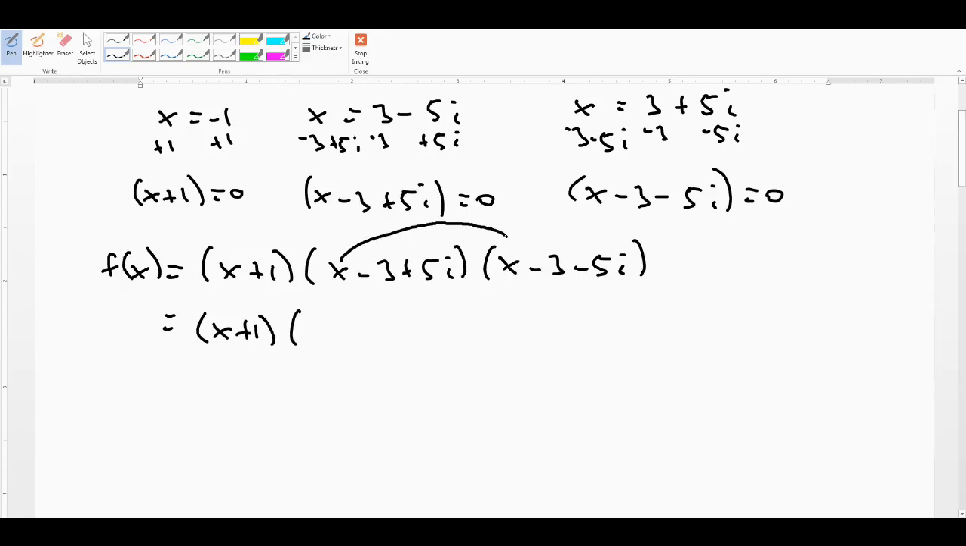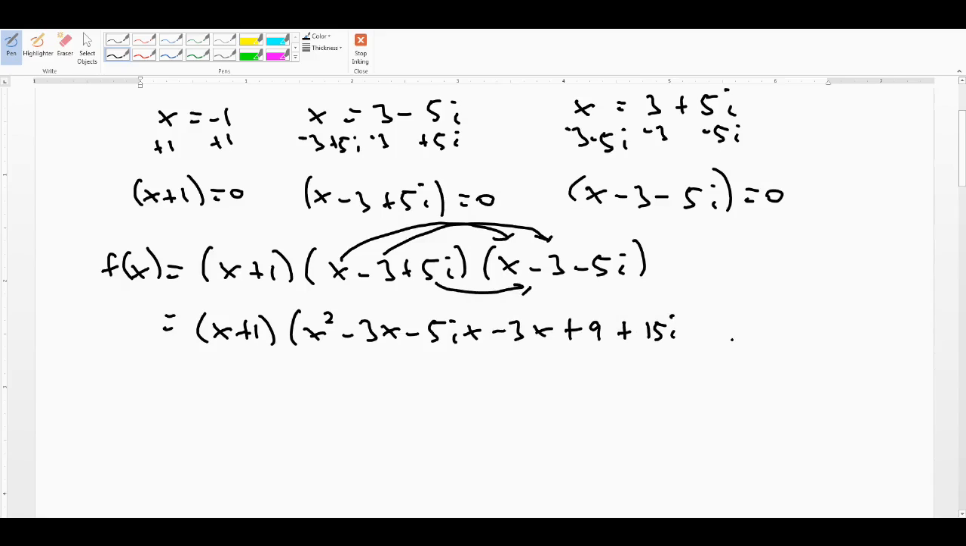I'm going to take x times everything over here. So I get x squared minus 3x minus 5ix. Take -3 times everything over there. And that becomes -3x, positive 9, positive 15i. Then take 5i times everything over there. That's positive 5ix. Positive 5 times 3 is 15i. It's actually not positive, is it? It's 5i times -3 is -15i. And then positive 5i times -5i is negative 25i squared.